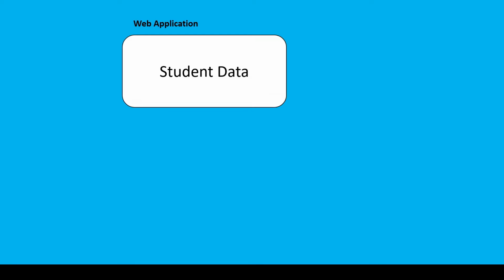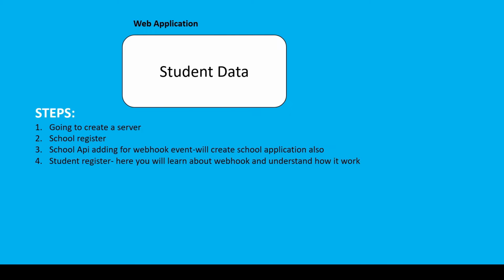First of all we have to create our main application. We can give the name as student data. It is going to hold records of all students from various schools. A school must be registered in our application. So whenever any student is added, we are going to send that data to them using the webhook. This is the whole purpose we are going to achieve in this video.